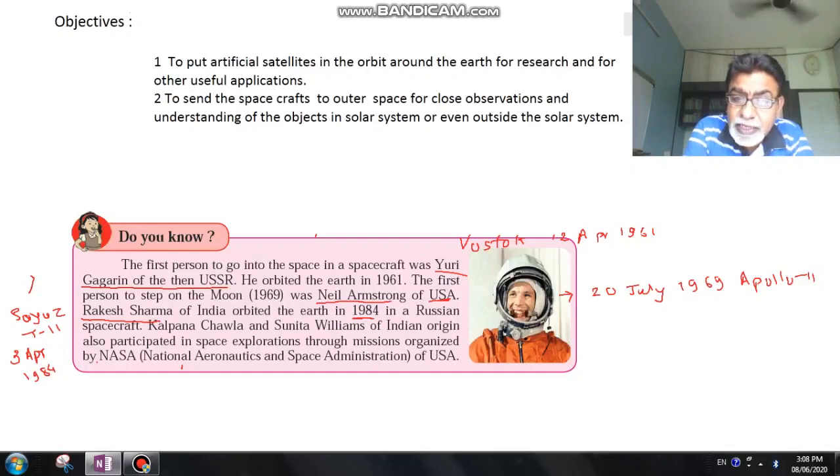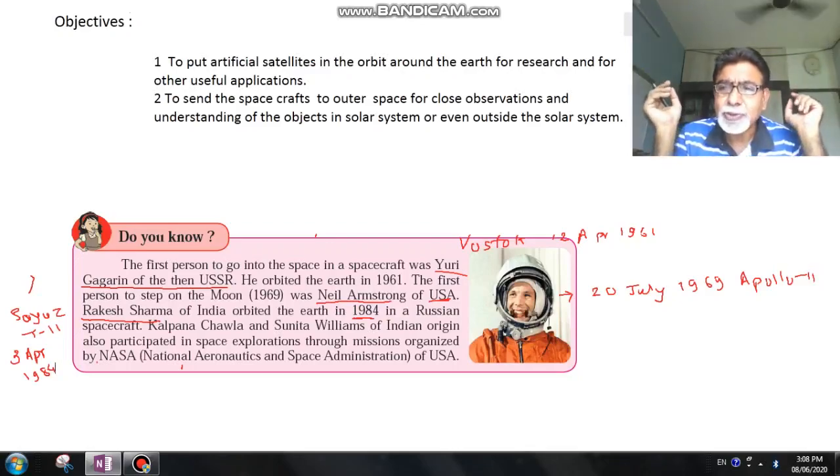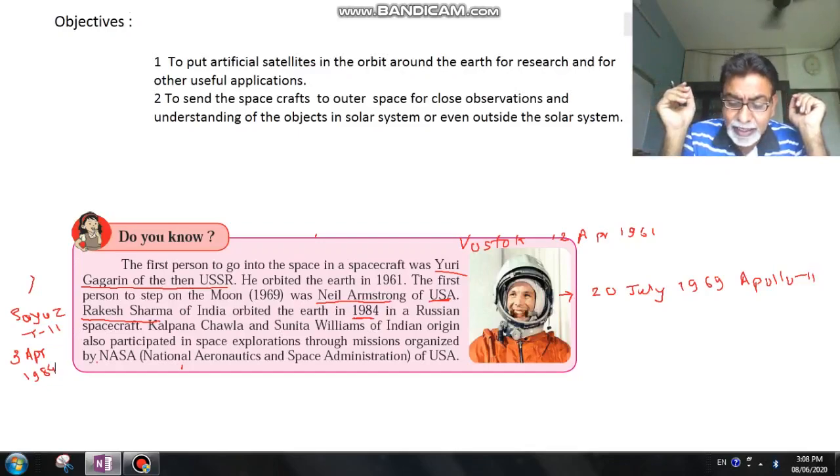They participated in space exploration through the missions organized by NASA, that is National Aeronautics and Space Administration of USA. Now, what is the benefit of this space mission? What is the need of space missions? Let us look at the answers to some of our questions, then you will understand whether there is really a need.